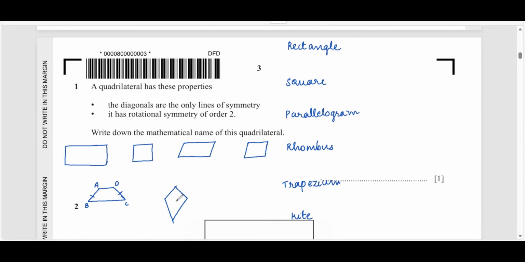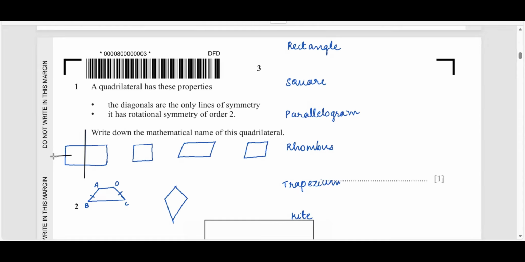So now we are going to discuss line of symmetry first of all for all these six quadrilaterals. Line of symmetry means if we draw a straight line and it divides the shape into two equal parts, then we say that it is a line of symmetry. For example, let's consider the rectangle here. If we draw a vertical line, it divides the rectangle into two equal parts. So a vertical line is a line of symmetry for a rectangle.